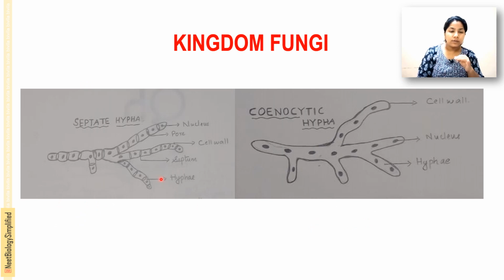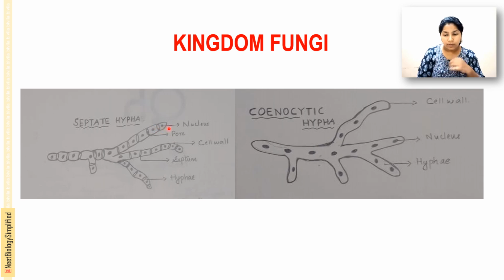See the structure of the septate hyphae. You can see there are cross walls or septa, and at the center of the septa there is a pore, and each compartment or cell contains a nucleus, right? And this is a hypha. Septa is the plural form, septum is the singular, and you can see the cell wall. Centrally on the septum there is a pore present.